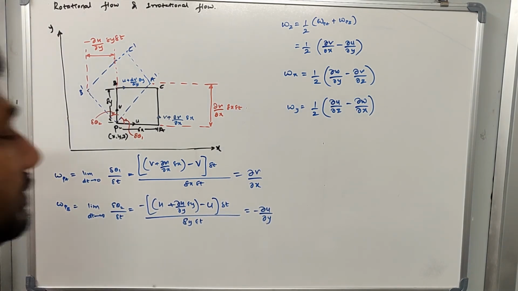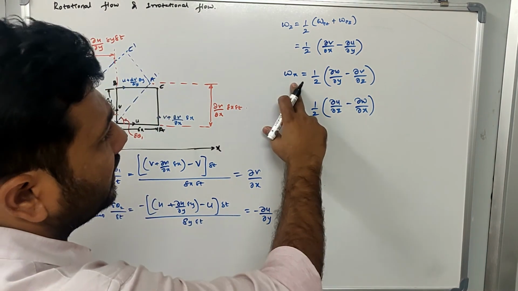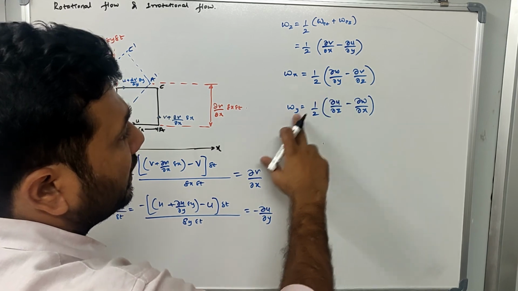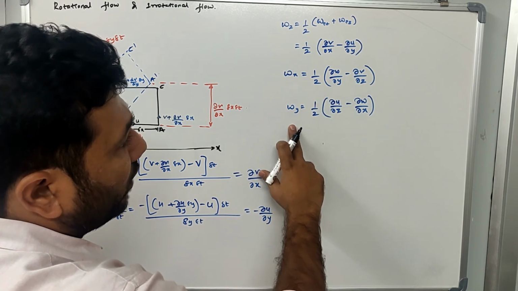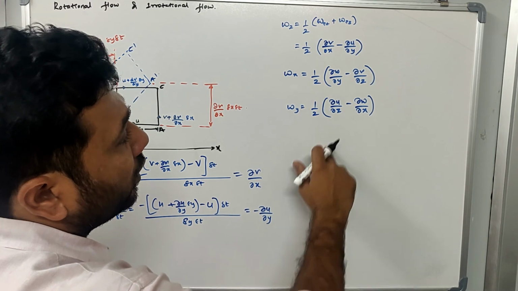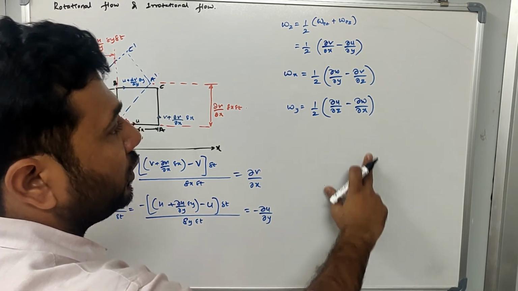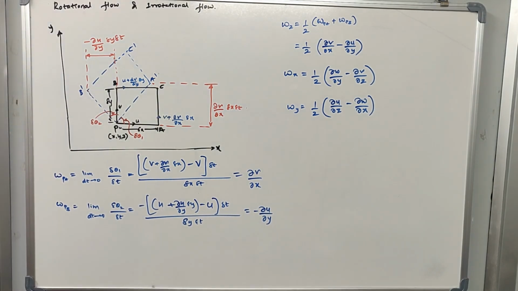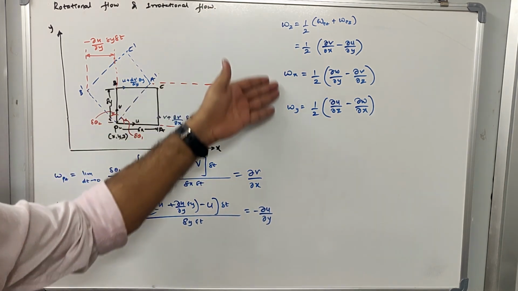So in the x direction, omega x will be 1 by 2 into dou w by dou y minus dou v by dou z. In case of y, omega y, the rotation component in the y direction, it will be 1 by 2 into dou u by dou z minus dou w by dou x. So these are the rotation components in the x, y and z directions. If you want to find the rotation component of any particle in any direction, you can use these equations.